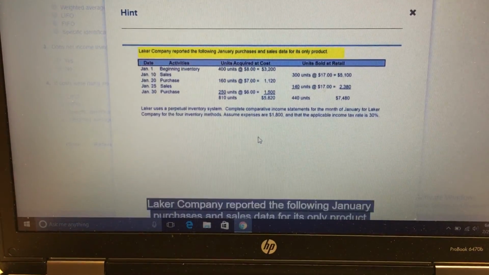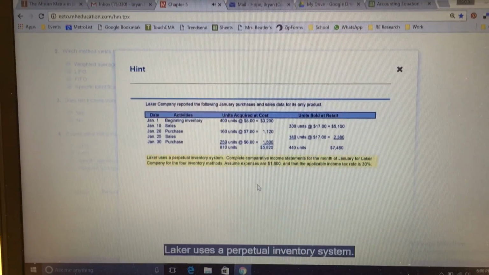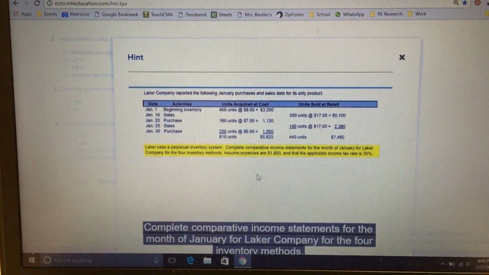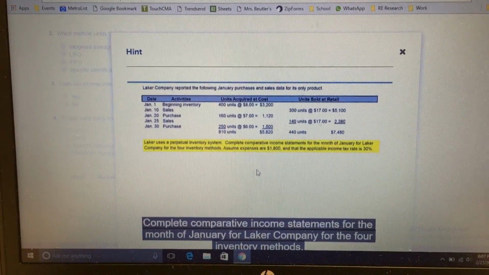Laker Company reported the following January purchases and sales data for its only product. Laker uses a perpetual inventory system. Complete comparative income statements for the month of January for Laker Company for the 4 inventory methods.